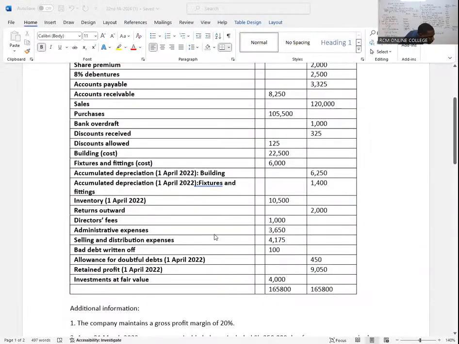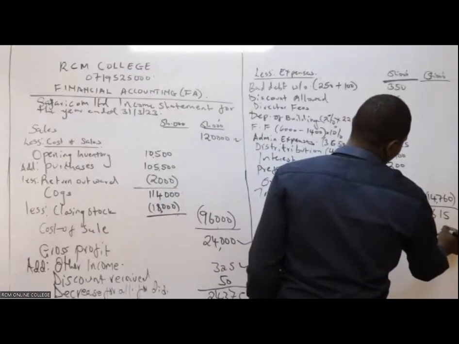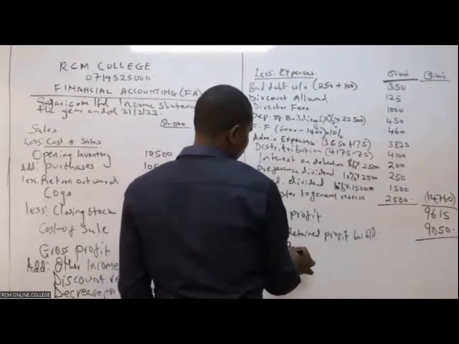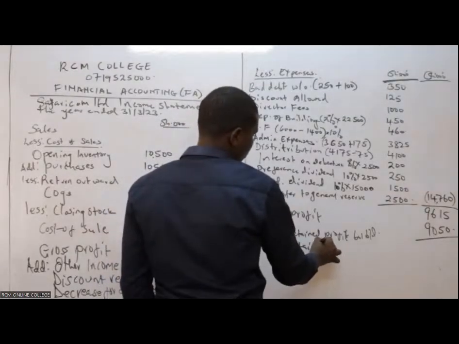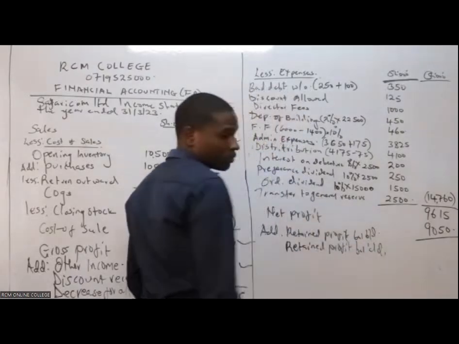Can you look at the second last item, investment at fair value, and then we have retained profit as at first of that. How much is the retained profit? Can you see 90, 50? So that now we get profit for the year. You add that 90, 50, then you get retained profit balance carried down.